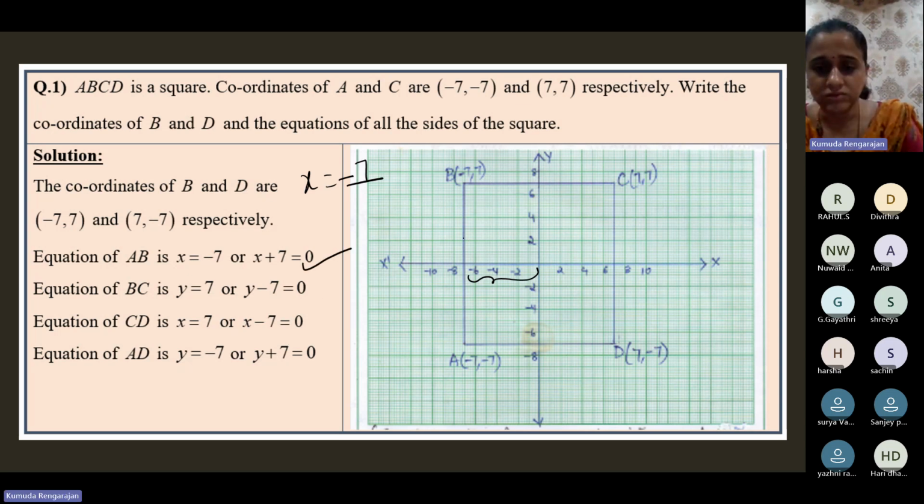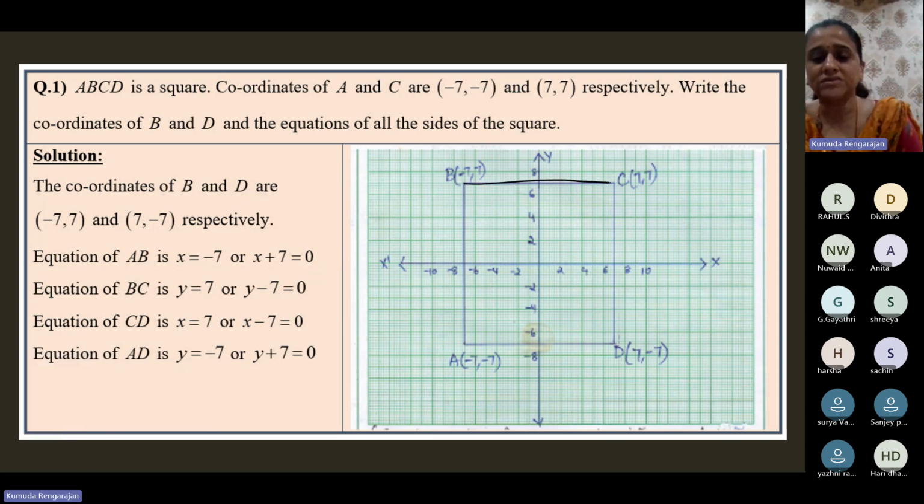You can also do like this. When you find the address of this point, this will be minus 7 comma 2. This one will be minus 7 comma 4. This one will be minus 7 comma 6. So you see that the x coordinate on this line segment, if you take any point, is always minus 7. So x is equal to minus 7 is the equation of the side AB, or x plus 7 is equal to 0.